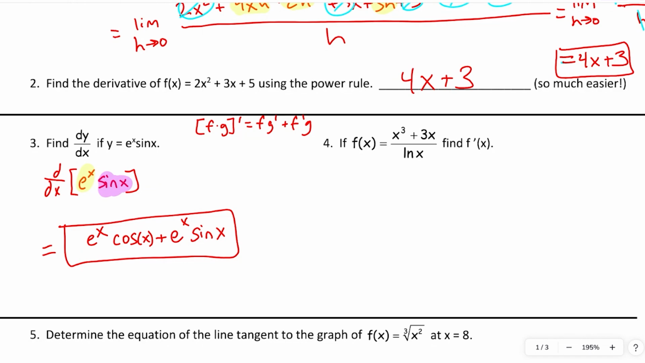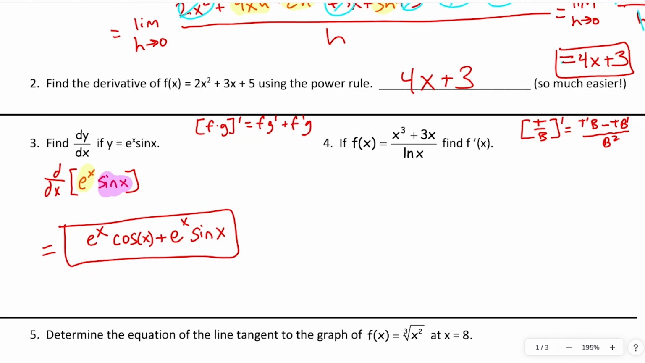Okay, and then number four, we are using the quotient rule. So this is what we just learned in this last lesson. And so just to remind you about the quotient rule here, if you are dividing two functions and want to find the derivative of that quotient, you're going to first differentiate the top and multiply that by the bottom function. That's what t and b are standing for here. And then you'll subtract the top function times the derivative of the bottom. And all of that will be divided by the bottom squared.